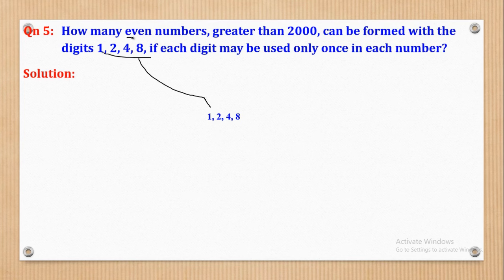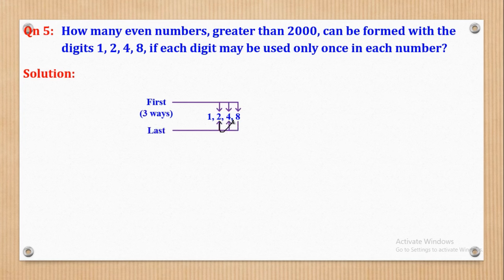But they said they are even and they are greater than 2000. If they are greater than 2000, it means that the first digit can either be 2 or 4 or 8. And those are 3 ways. What about the last digit? For them to be even, the last digit can be 2 or 4 or 8. Now why are we saying 2 ways? Because when you pick the first value of these 3, when you pick 1, you'll be left with only 2. That is why you see here 2 ways.